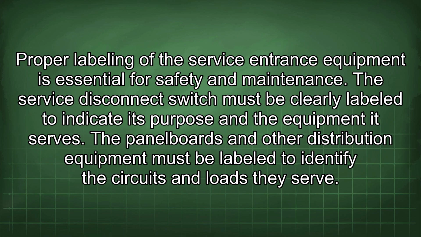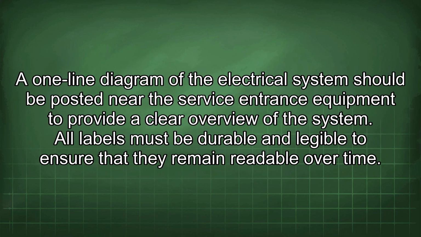Proper labeling of the service entrance equipment is essential for safety and maintenance. The service disconnect switch must be clearly labeled to indicate its purpose and the equipment it serves. The panel boards and other distribution equipment must be labeled to identify the circuits and loads they serve. A one-line diagram of the electrical system should be posted near the service entrance equipment to provide a clear overview of the system. All labels must be durable and legible to ensure that they remain readable over time.